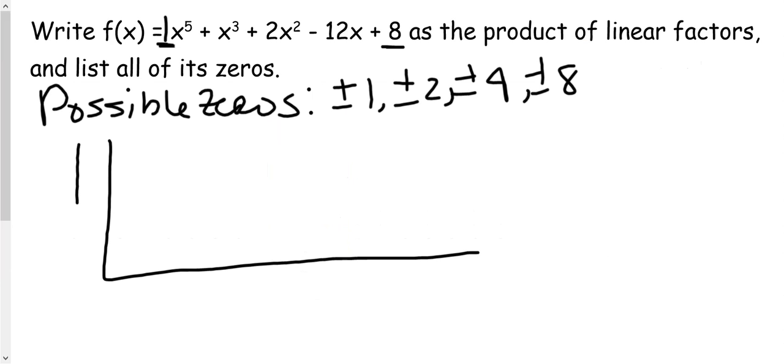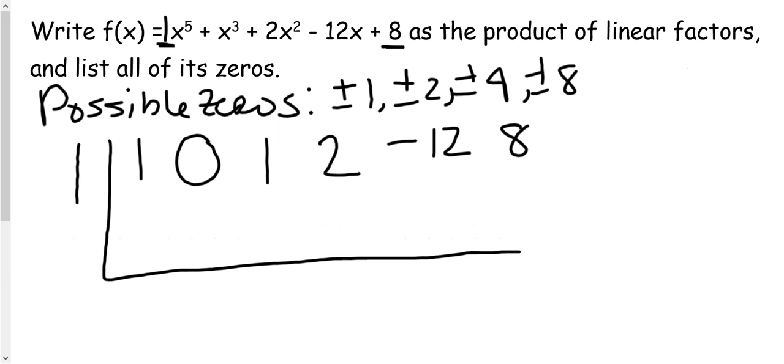So I have a coefficient of 1, a 0 for my x to the fourth, a 1 on my x cubed, a 2 on my x squared, a -12 on my x, and an 8 for my constant. From here I can go ahead and do my synthetic division process. Remember, you start off by bringing down that first term and then multiplying. 1 times 1 is 1. And now we are adding. Remember, in long division you subtract these numbers. In synthetic division we are going to be adding these.